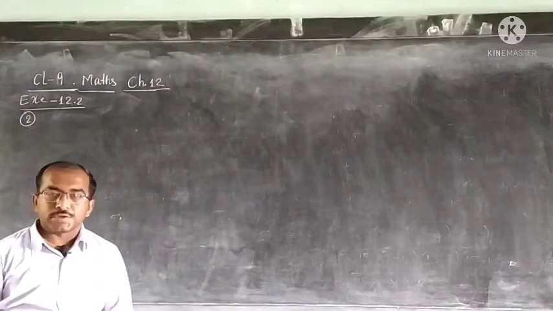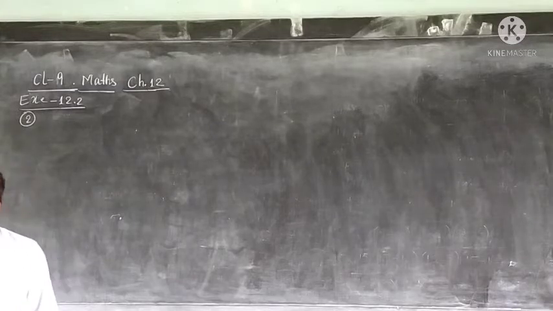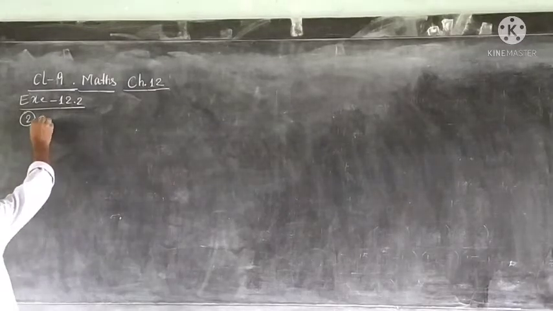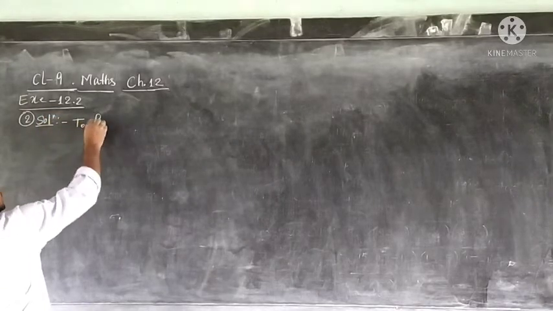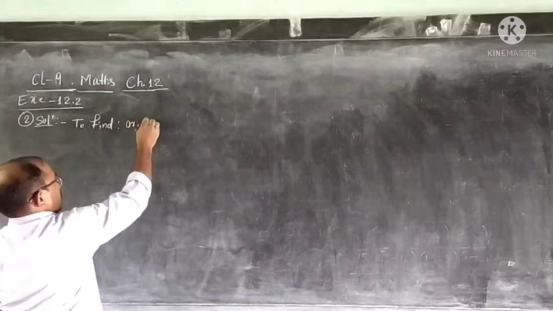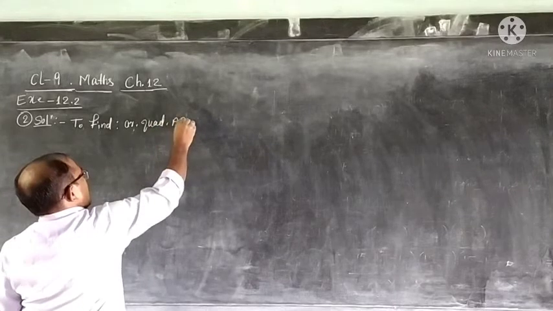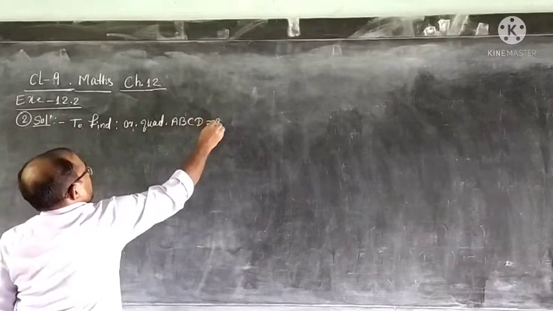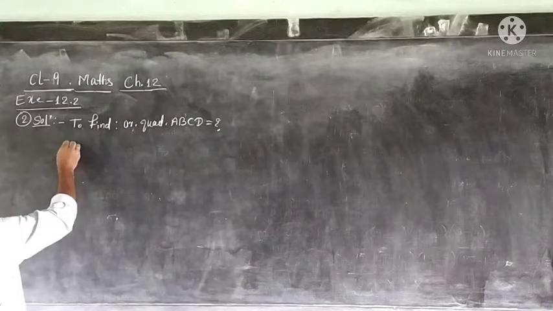So, let us start question number 2 of the same exercise. Find the area of quadrilateral ABCD. So, we have to find the area. To find the area of the quadrilateral ABCD, some dimensions are given. AB is 3 centimeters.